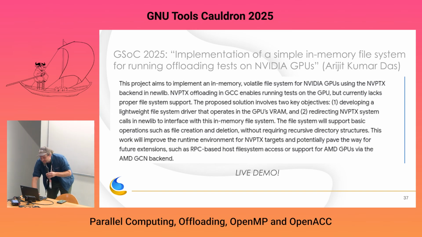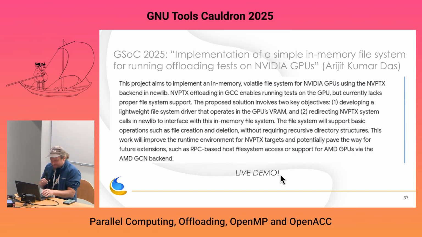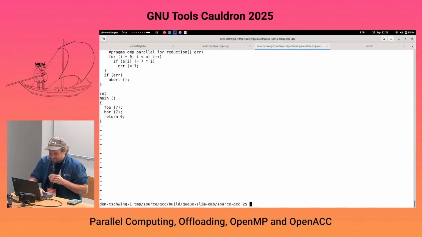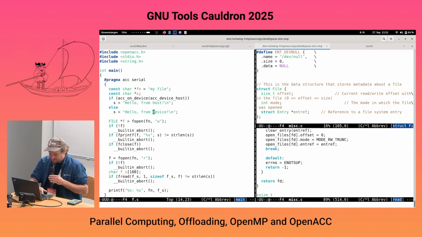And of course, now what is the most exciting thing to do in a presentation? Of course, a live demo. So I shall be doing that quickly. Connecting to a laptop at home, because this one doesn't have an NVIDIA GPU. So this is a GCC build for AMD GPU offloading support that I have, including the newlib C library.